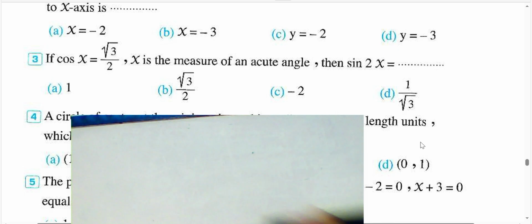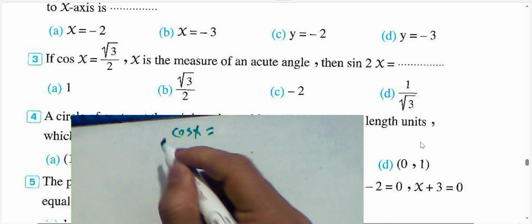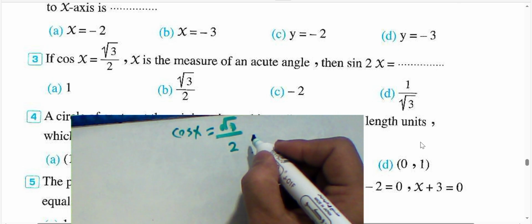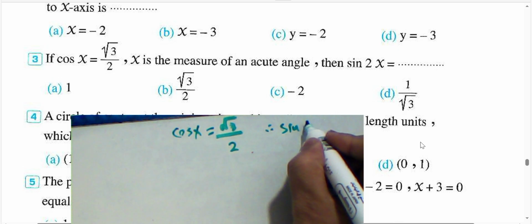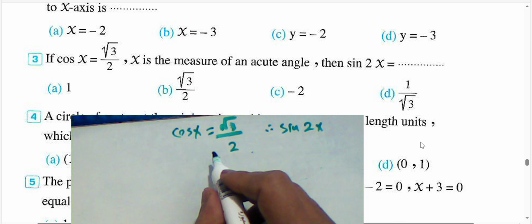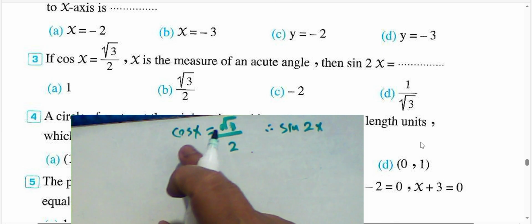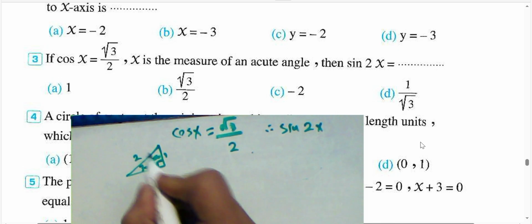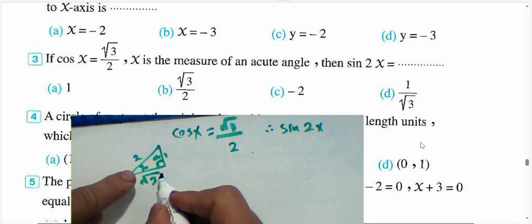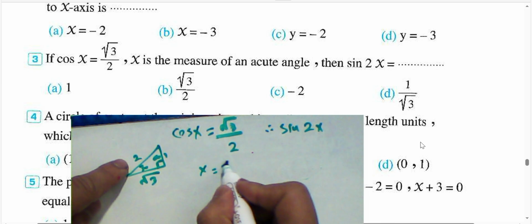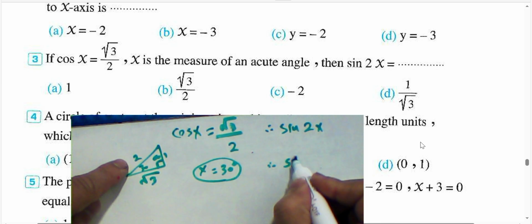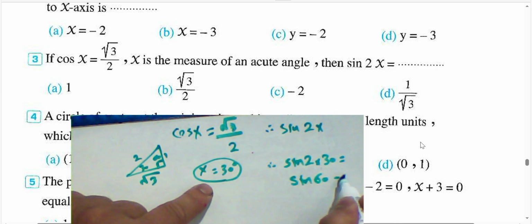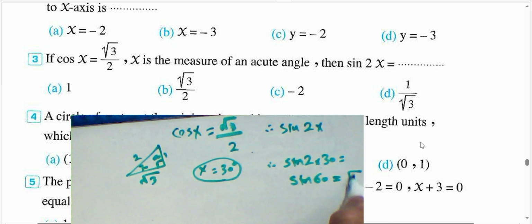Next question, cosine x equals root 3 over 2. We can find sine 2x. First step, I will find the measure of angle x. Shift the cosine of root 3 over 2. Or you can draw a right angle triangle. We have here 30, 60, 1, 2 and root 3. Cosine 30 equals root 3 over 2, then x equals 30. Then 2 product by 30 is sine 60.